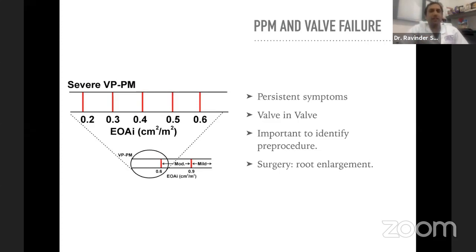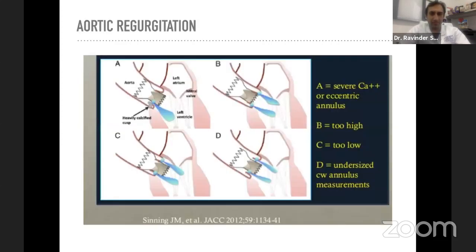Now, if a patient has a very small root, something like a 17, a 16 mm, they should undergo a surgical valve replacement with root enlargement. So if a root enlargement is not done, then there is no point. So the effective orifice area of a TAVR valve is more than the effective orifice area of a surgical valve because of multiple things. There is no sewing ring. However, there are new surgical valves which are out there in the market which have a better effective orifice area.